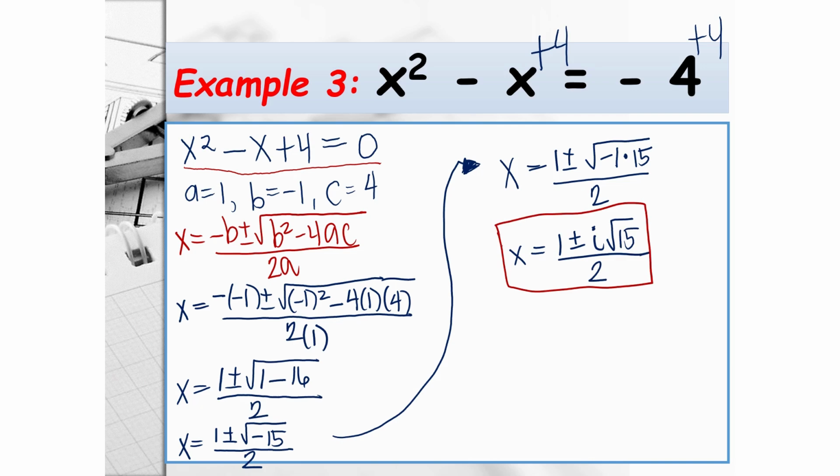Dahil yung 15 naman ay wala na pong square root, kaya nasa loob pa rin po siya ng parenthesis. Or you can separate, x sub 1 is equal to 1 plus I square root of 15 all over 2. And x sub 2 is equal to 1 minus I square root of 15 all over 2. That's it for example number 3.